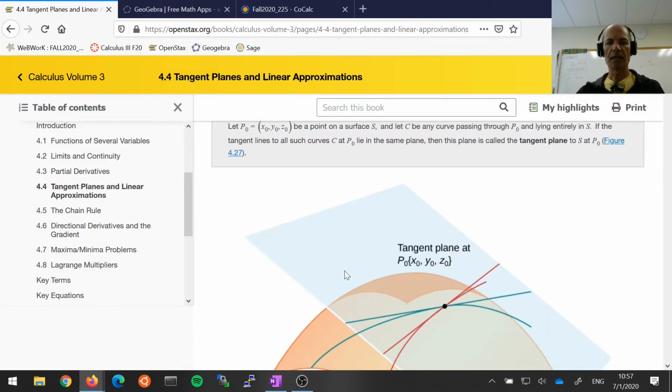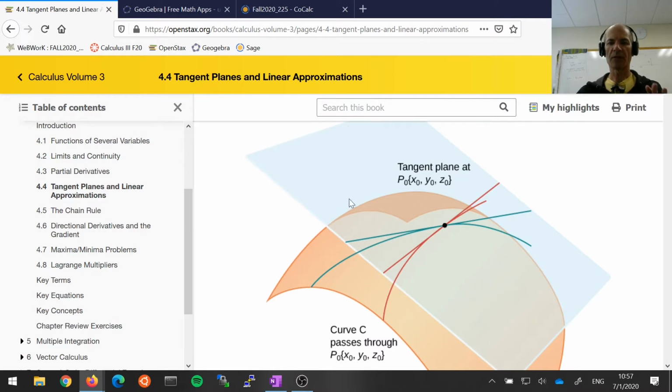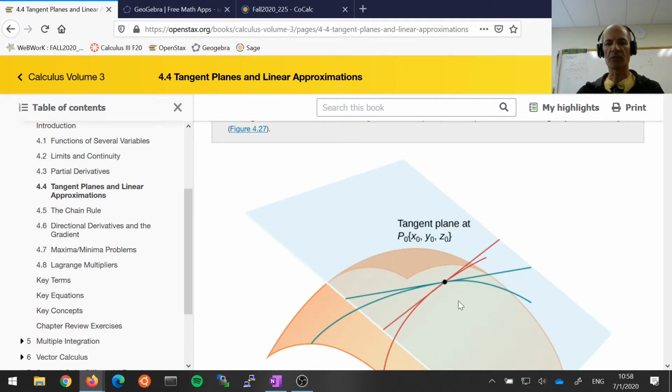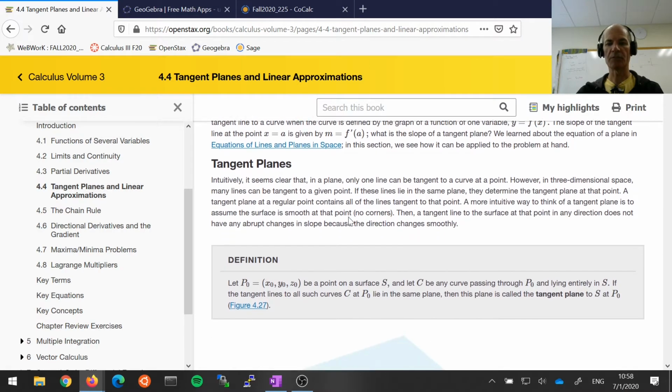So tangent planes, here's a nice picture. We can't really rotate this figure, but we imagine this surface and this point on the surface, and we're finding this tangent plane that just touches the surface at this point. There are lots of planes that might just touch the surface at a point. This one is special because it's tangent to curves that go through this point. Any curve on the surface that goes through this point will have a tangent vector that's parallel to this plane. That's what makes it special.